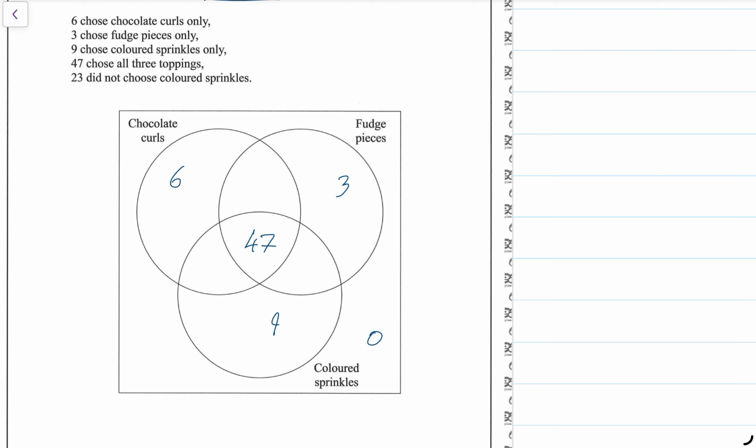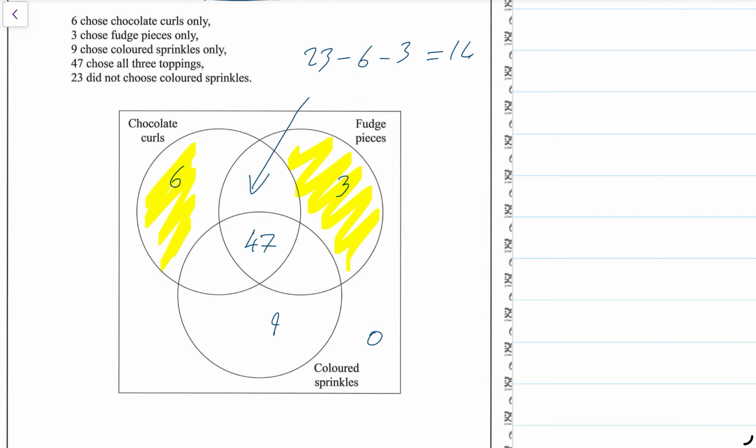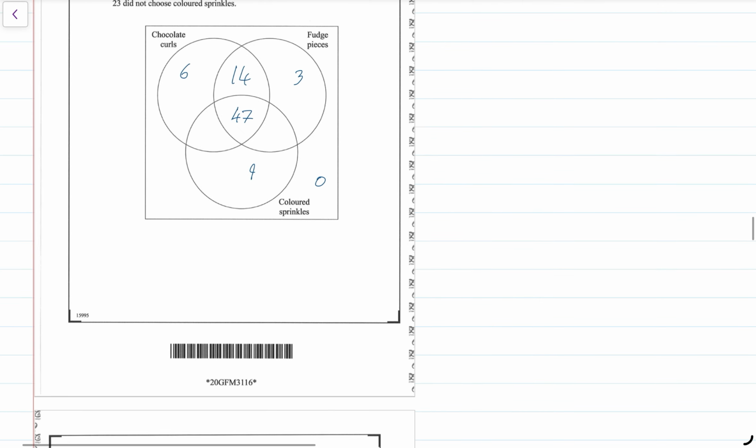Right, okay. So not coloured sprinkles would be this, and this. And those 3 have to add up to 23. So that allows you to get this middle bit here. This middle bit is going to be 23 minus a 6 and minus a 3, which gives you the 14. So that's how we're able to get this as 14. So that's all we can fill in. We can't do anything else at the moment. Unfortunately, that seems to be all we can fill in to this table.